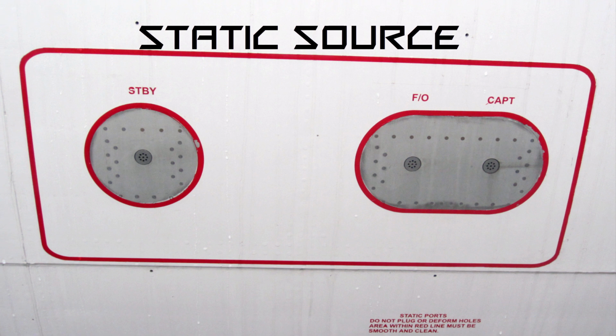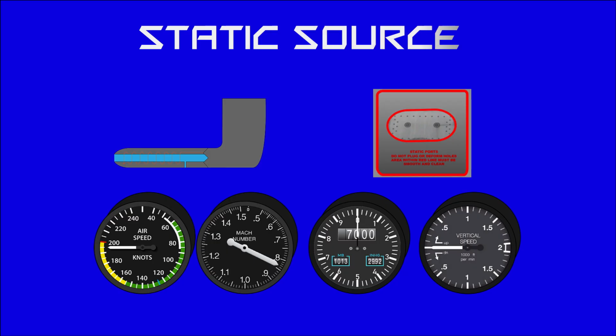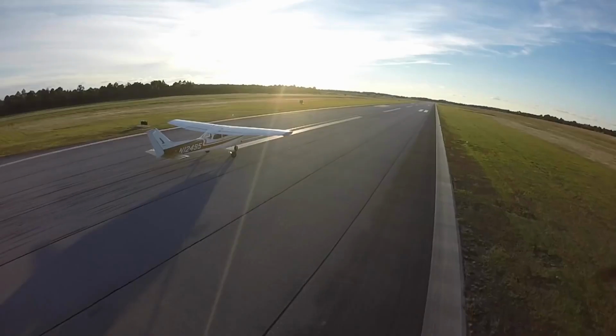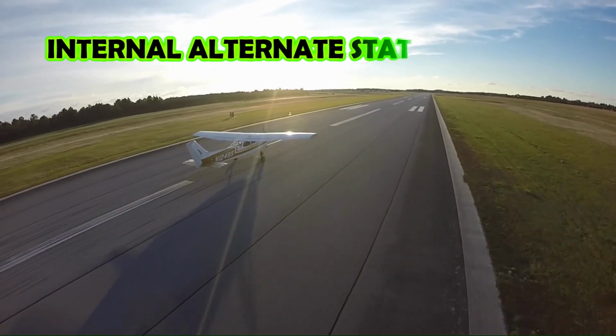Whereby static pressure or pitot pressure from an alternate source is usually selected and connected into the primary system. A blockage of the pitot source only affects the airspeed indicator. An obstruction of the static source affects all the instruments, and it is thus common practice to provide an alternate static supply. Internal alternate static source.